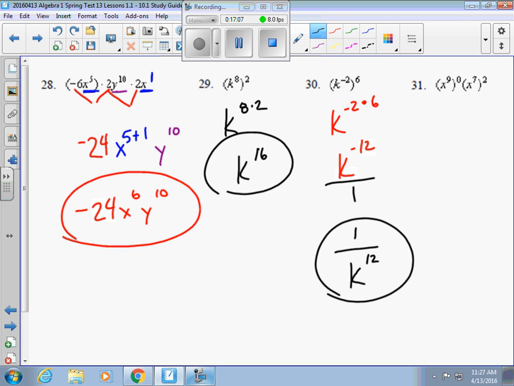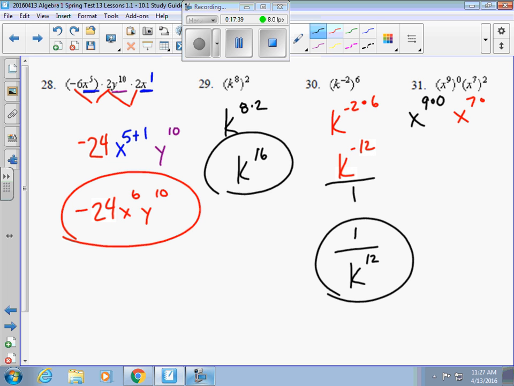12th. Number 31, x to the ninth to the 0 times x to the 7th to the second. Remember, anytime you raise a power to a power, just like the last two problems, you multiply the exponents. So we have x to the ninth times 0. That's going to be x to the 0 power there. And we have x to the 7th to the second. I'm looking at the wrong problem, but it's still going to treat it the same way.